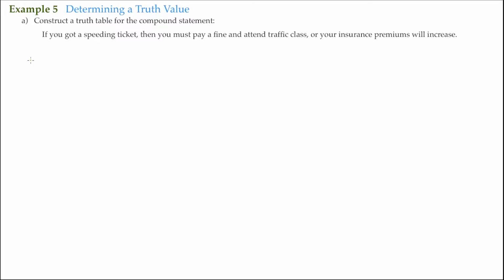and attend traffic class, or your insurance premiums will increase. So hopefully you can see we've got an if and a then right here, right? So we know that at least part of this is a conditional statement. So if you got a speeding ticket, so it looks like you got a speeding ticket right here. That's one of the simple statements, so I'm just going to label that as P. So far I've got if P, if you got a speeding ticket. And then of course here's our then.